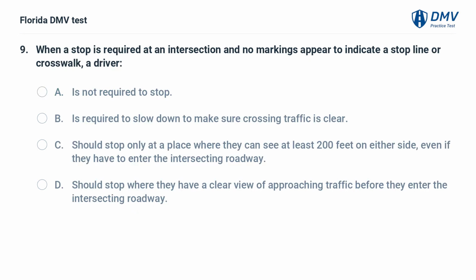When a stop is required at an intersection and no markings appear to indicate a stop line or crosswalk, a driver A. is not required to stop. B. is required to slow down to make sure crossing traffic is clear. C. should stop only at a place where they can see at least 200 feet on either side, even if they have to enter the intersecting roadway. D. should stop where they have a clear view of approaching traffic before they enter the intersecting roadway.